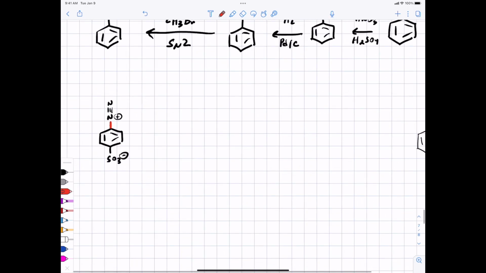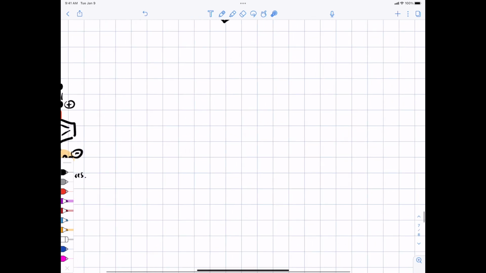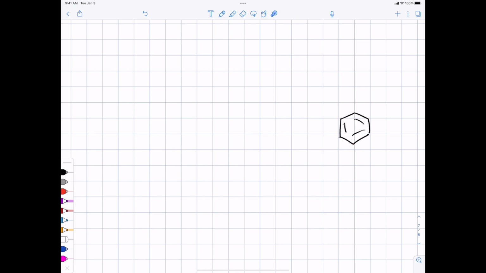The other hint here is the para relationship between those two groups. This group, as we've said, is an electron withdrawing group via resonance. So if we put that group on first and then attempted to get a nitrogen at someplace else on the ring, do you see what our problem would be?